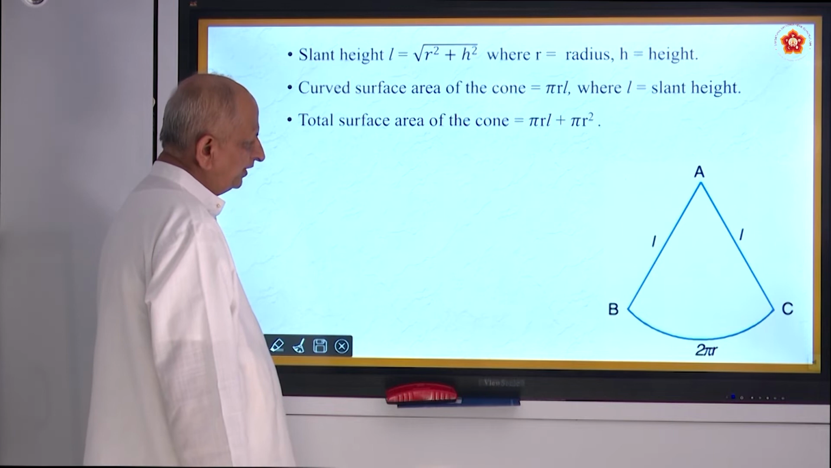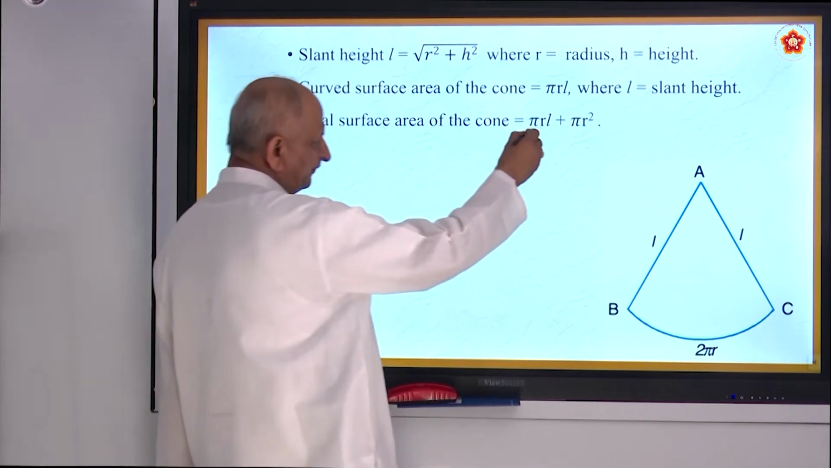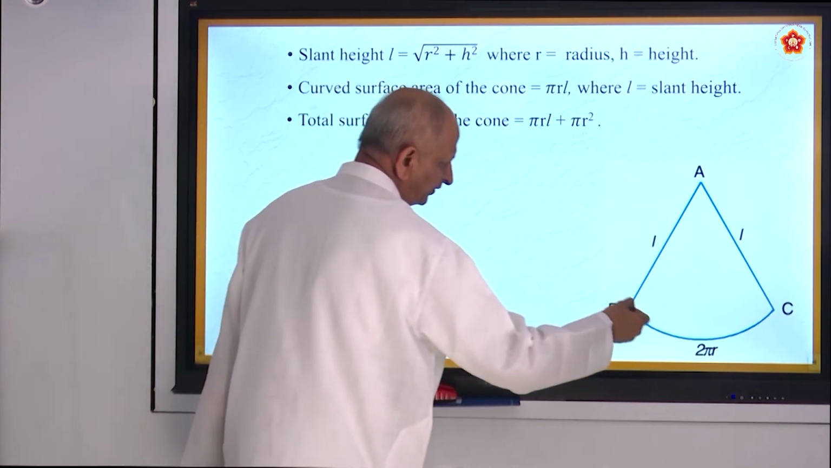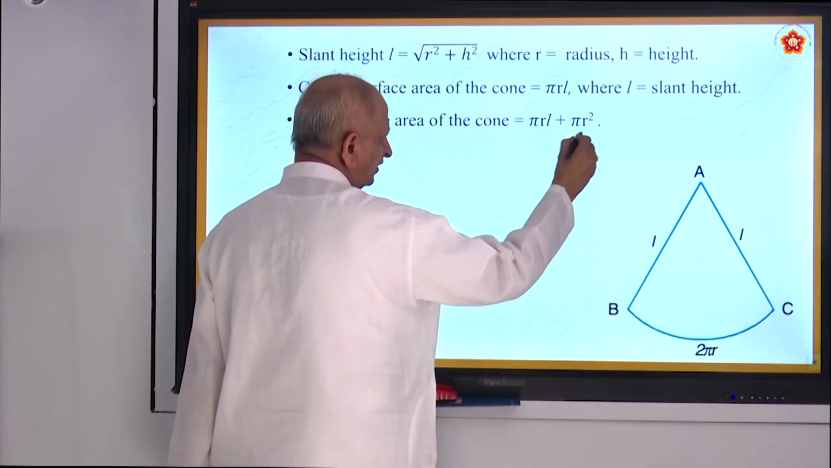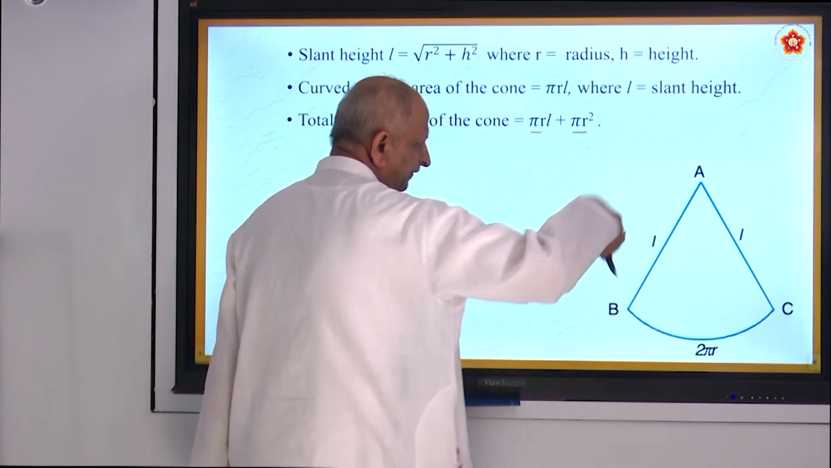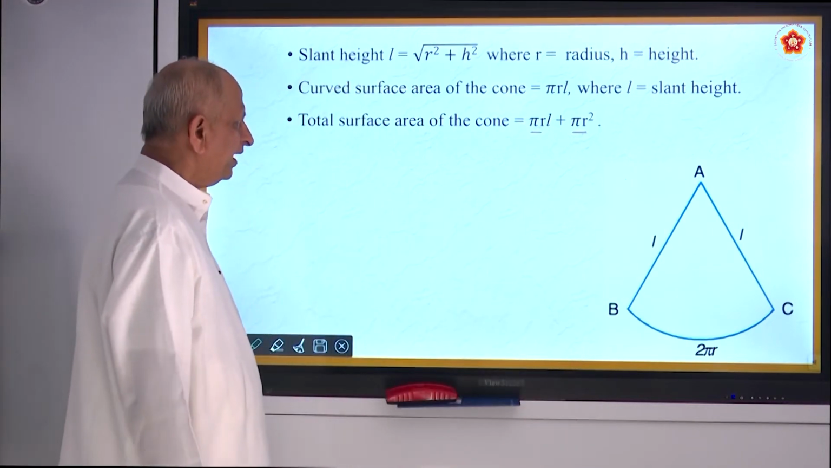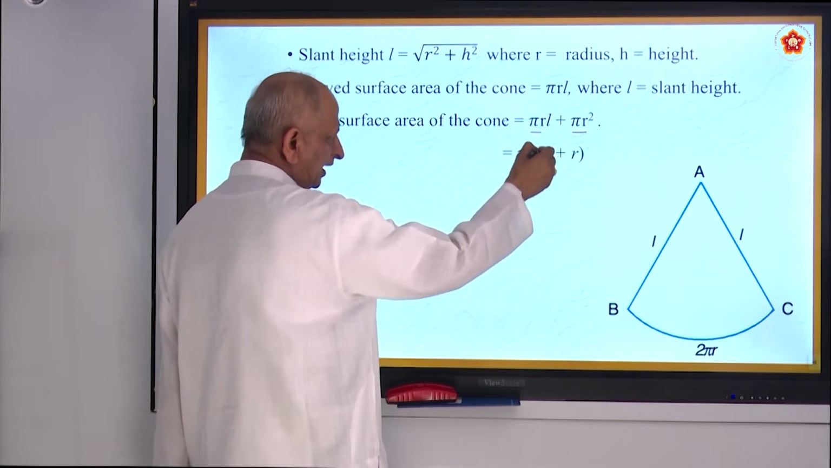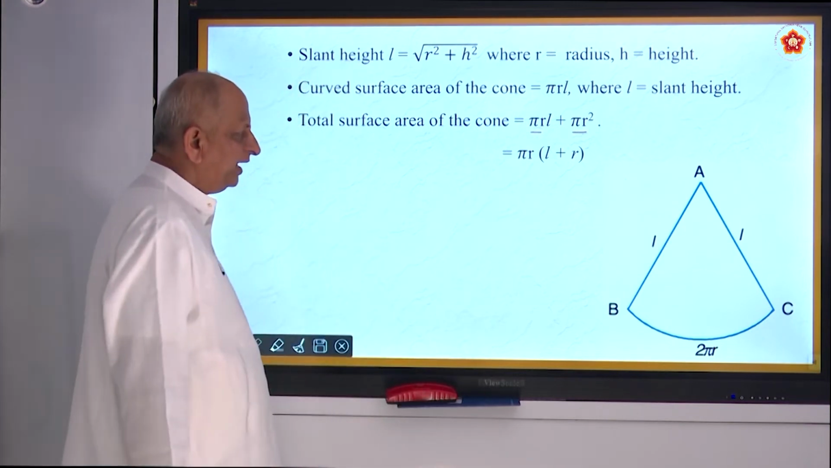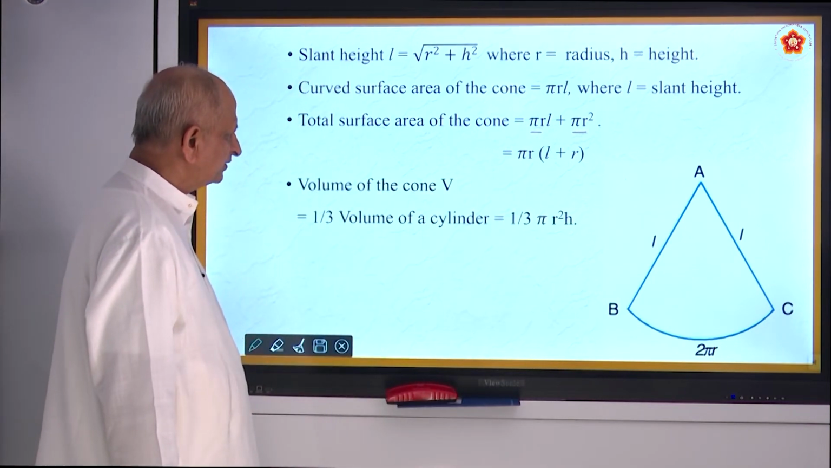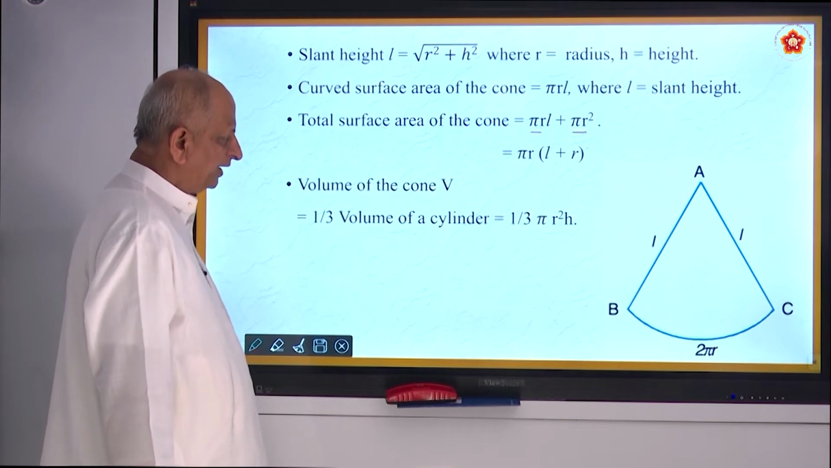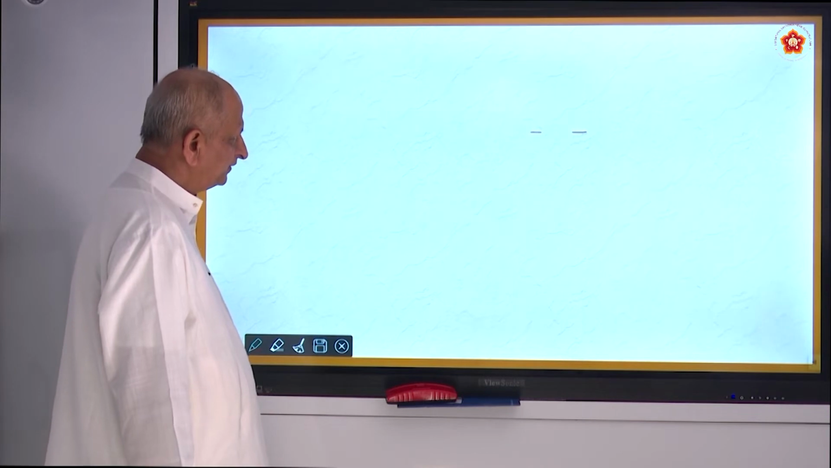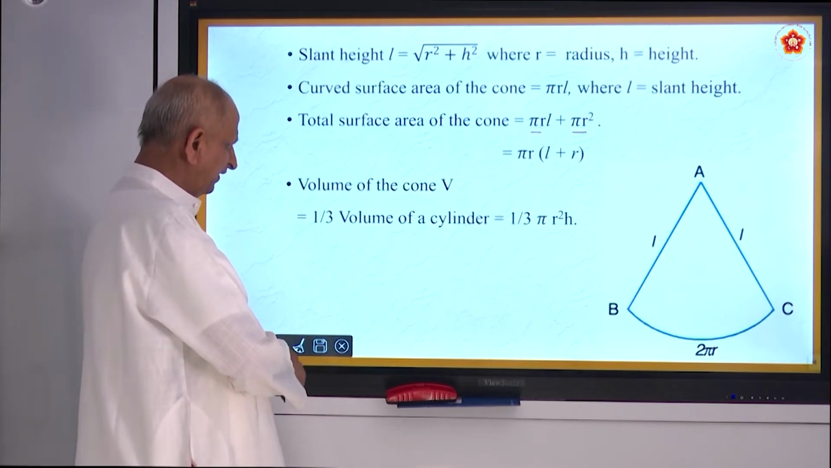And total surface area is curved surface plus the area of the bottom, that is a circle. So this is of the circle, this is of the curved surface. Totally it will be pi r L plus pi r square. If you take pi r common, you get pi r into L plus r. What is L? L is called slant height. r is called radius. Pi is 22 by 7.